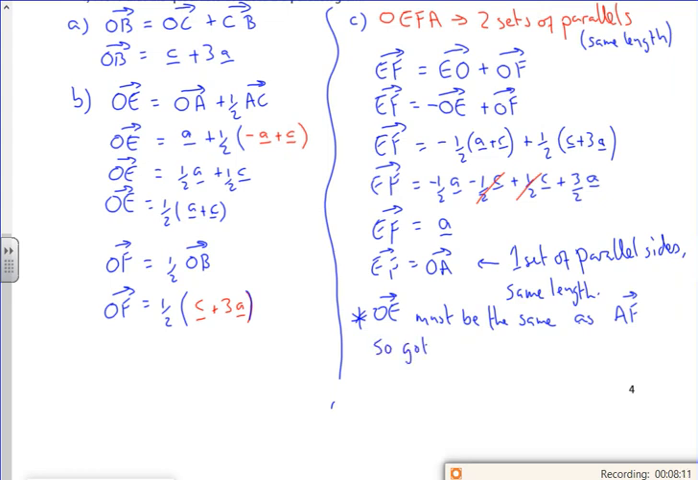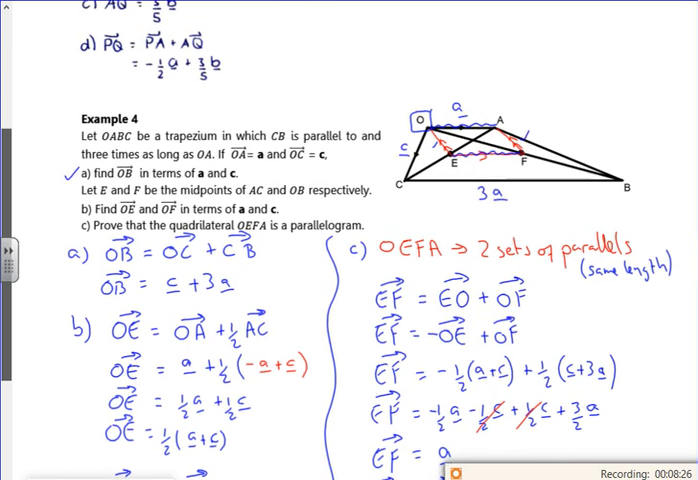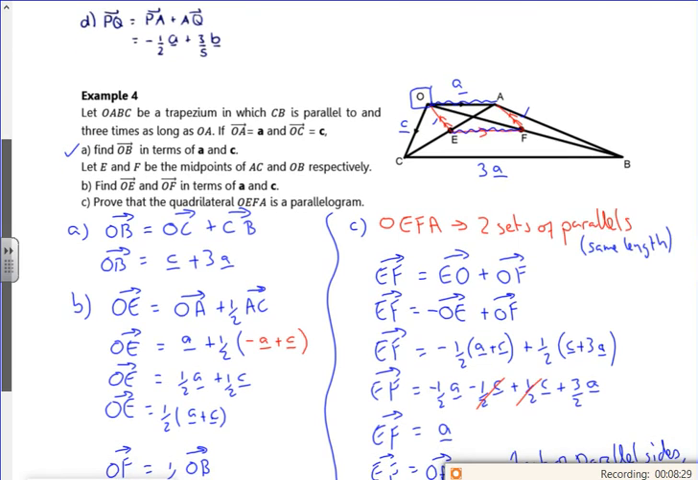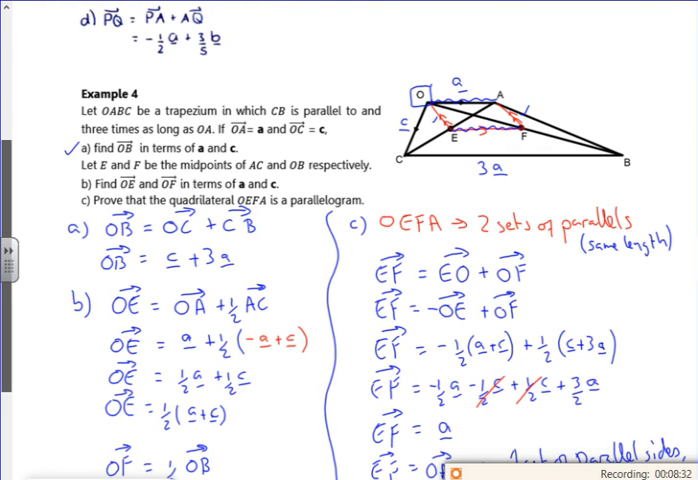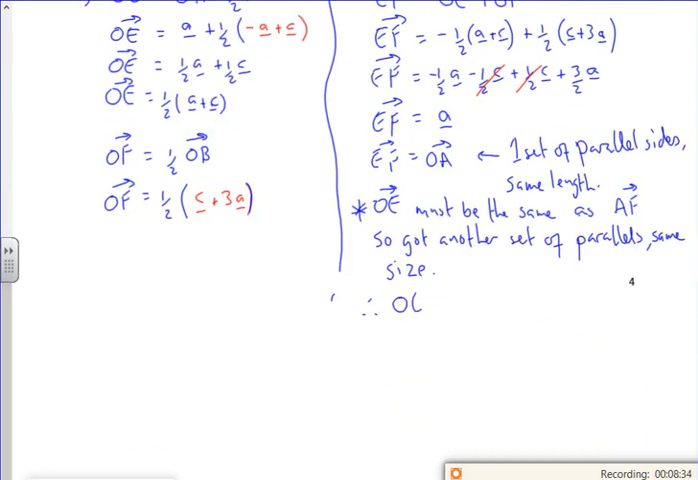So I've got another set of parallels, same size. Therefore, OEFA must be a parallelogram. In previous packs, we showed that OE was the same as AF, but we're only working on the idea that it must be.